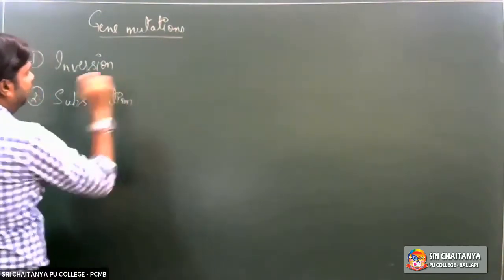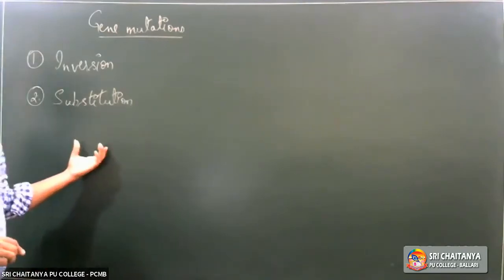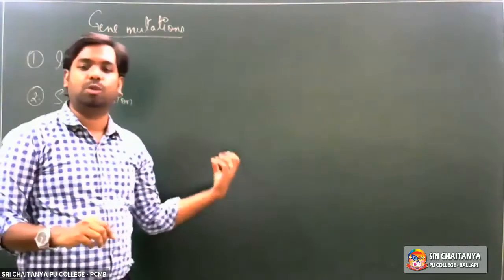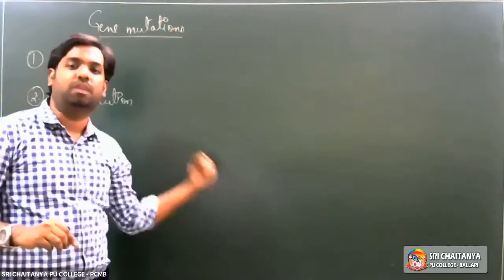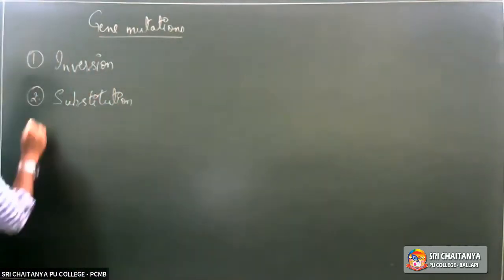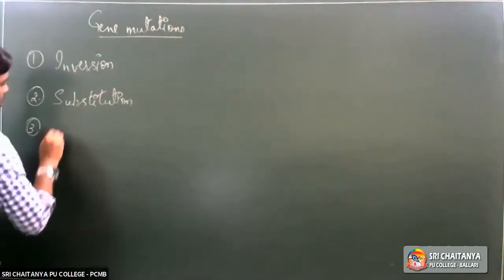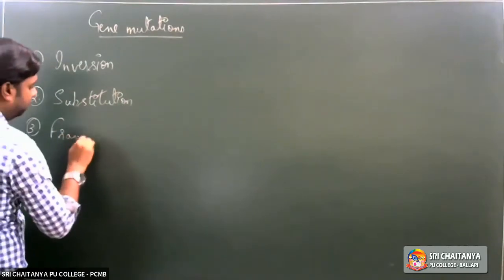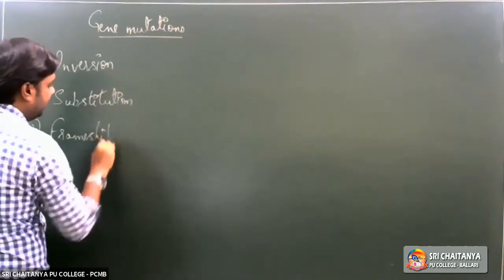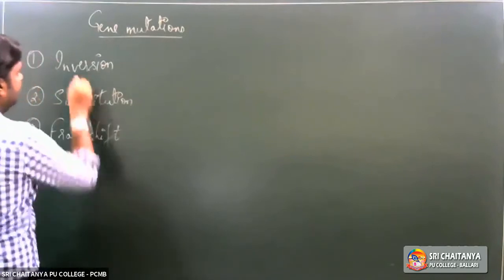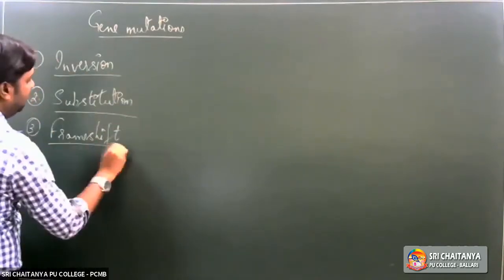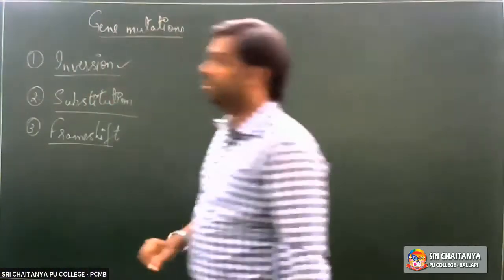Substitution mutation, or we also call it replacement mutation, or point mutation, as in the previous session, right? So this is the second one. And the third one we have is called the frameshift mutation. So let us see in detail what exactly these three types of mutation are. Let us first begin with inversion.